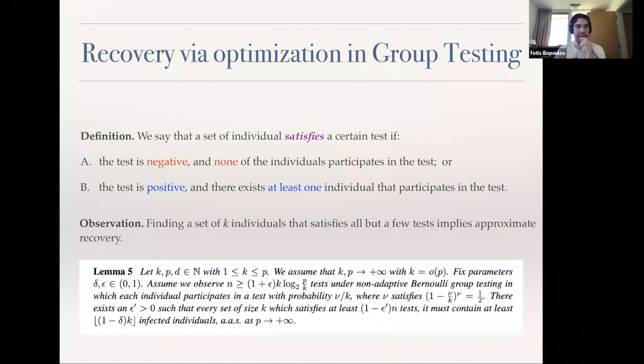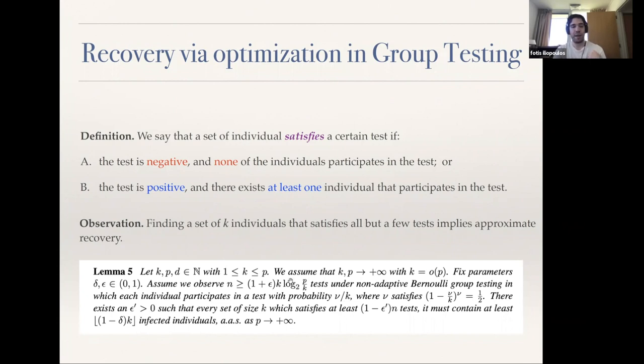And the observation is that finding a set of k individuals that satisfies all but a few tests implies approximate recovery per the following lemma. Okay, so you don't have to actually read what is stated in the lemma. The message here is that what the algorithm needs to output is a set of k individuals that satisfies, say, 1 minus epsilon n tests, where epsilon is an arbitrary small constant that is determined by the level of approximation we need to make.